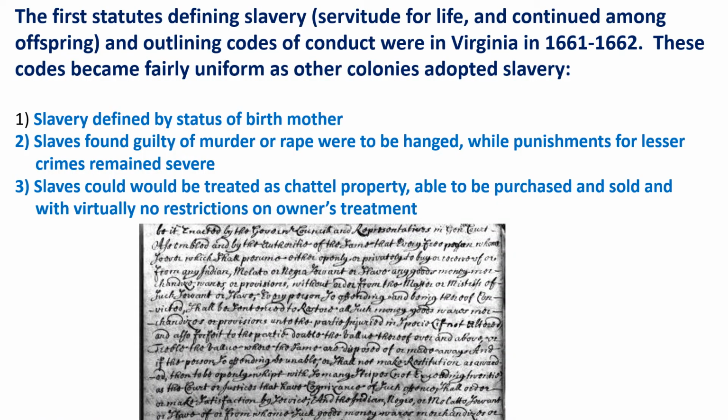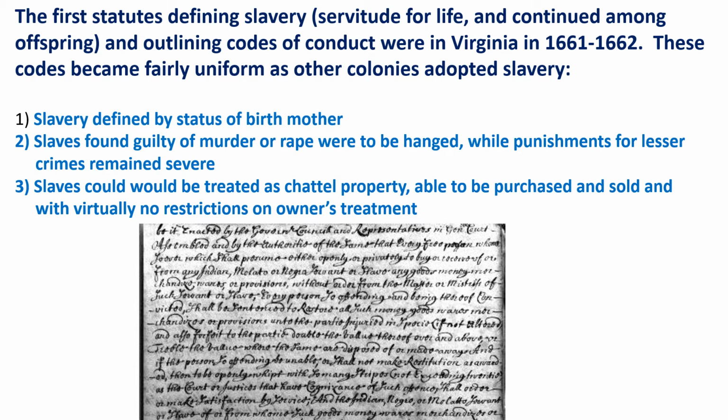The indentured servant contracts eventually became pretty much servitude for life. And when you speak of slavery, you're talking about somebody who's like chattel property and they work for life. And moreover, if they have any children, the children are the property of the owners and so forth. It goes in perpetuity. The first statutes codifying slavery as we know it this way, outlining codes of conduct, were in Virginia in 1661 and 1662.